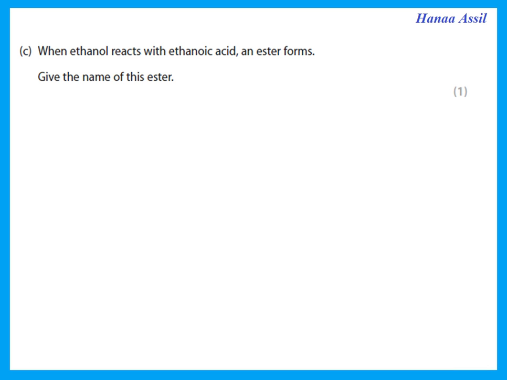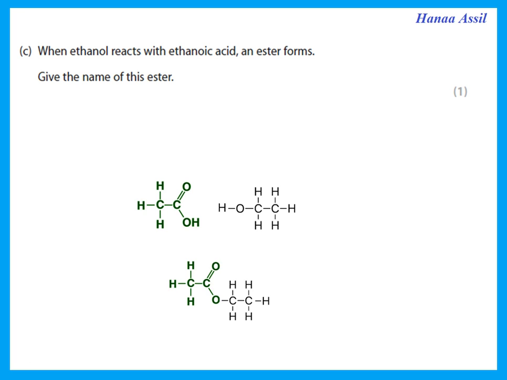When ethanol reacts with ethanoic acid, an ester forms. Give the name of this ester. So here he just wants the name. But let's take a look at it in case he's asking for the formula. If we have ethanoic acid, that's the first structure on the left, and he wants to react it with ethanol. Remember that when they join together, this is what the ester looks like. So if he says draw the ester, that's what you should draw at the bottom there, but he's asking just for the name. Now, how do we name it?